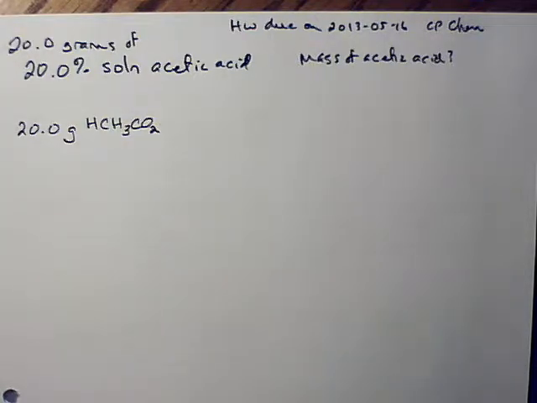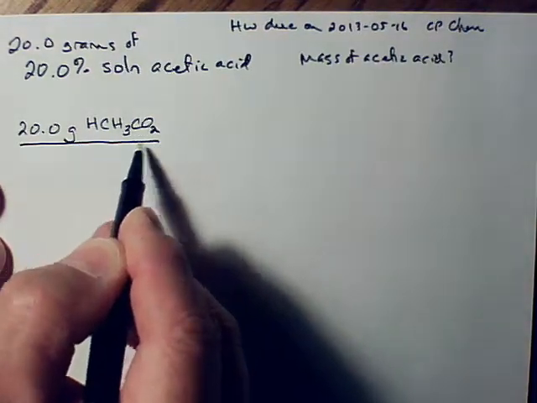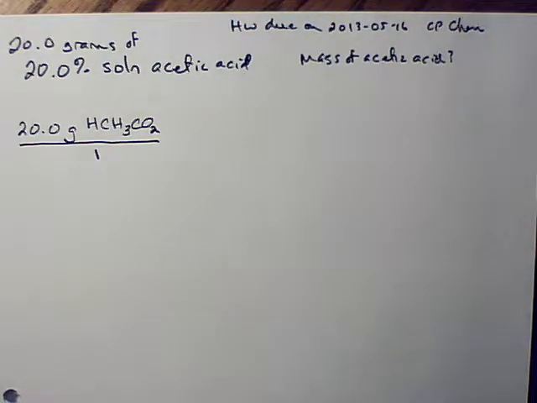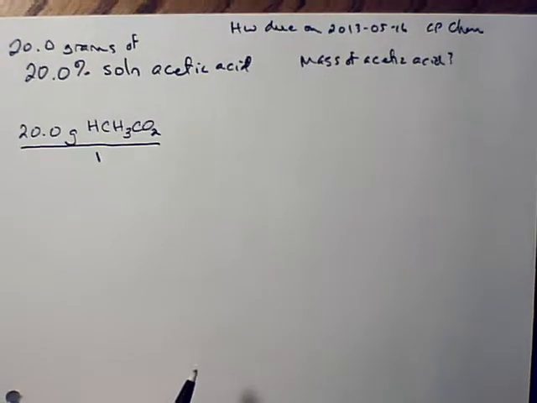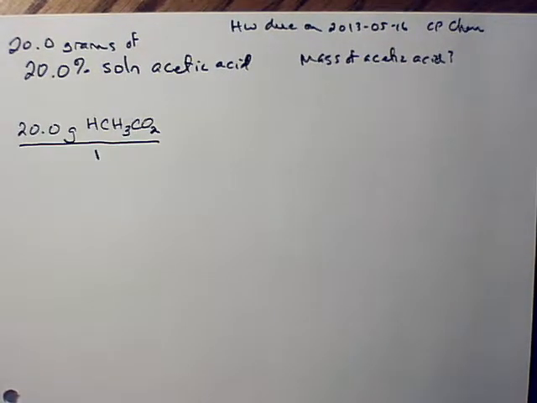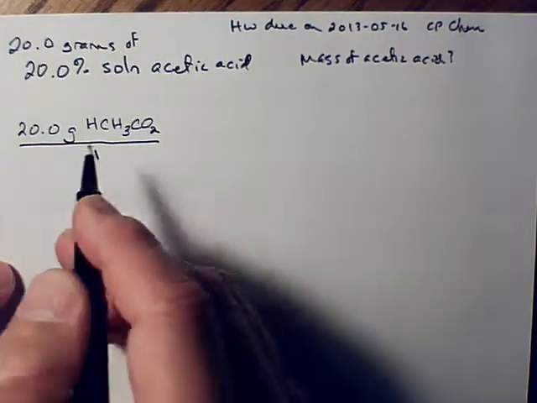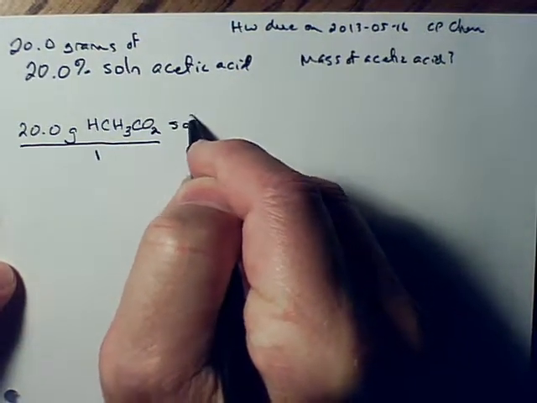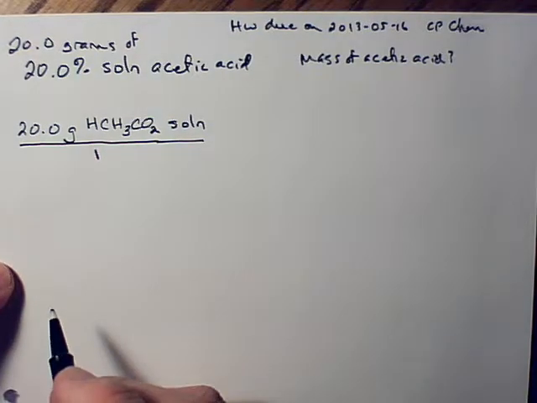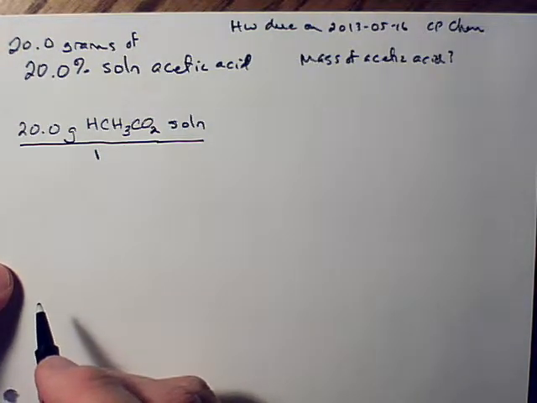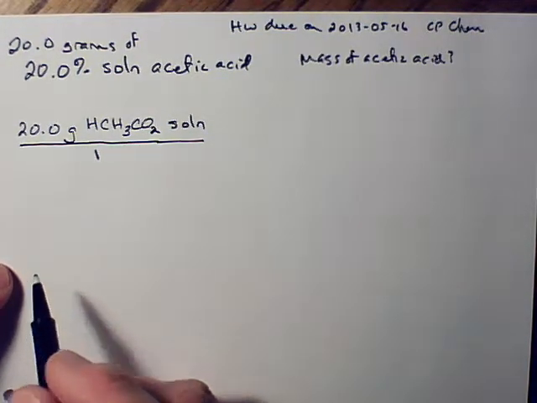All right, so that's your starting amount, and that's going to go over 1. Now we have a 20% acetic acid solution. We need to figure out how that's going to help us find the mass. Okay, actually this is grams of acetic acid solution. It's not just acetic acid, but the whole solution. It's a combination of acetic acid and water. That's what makes up the solution.